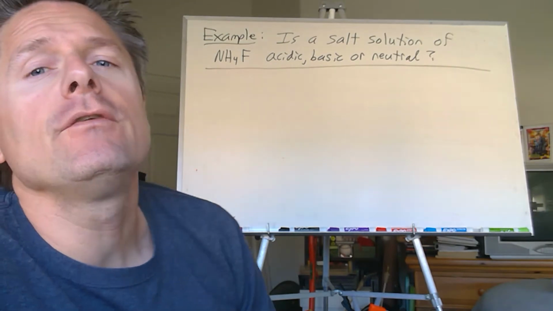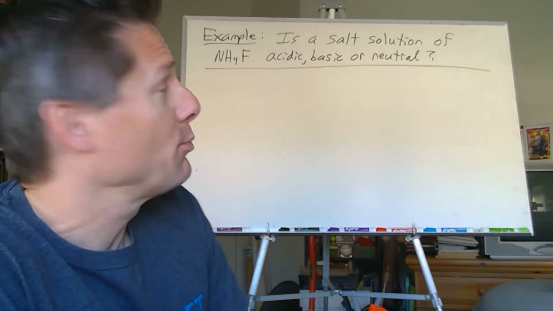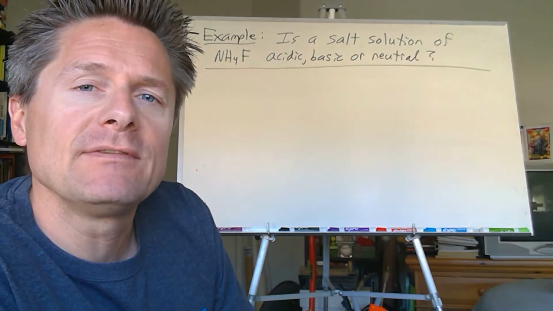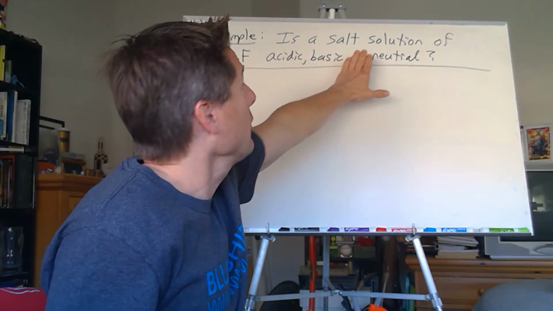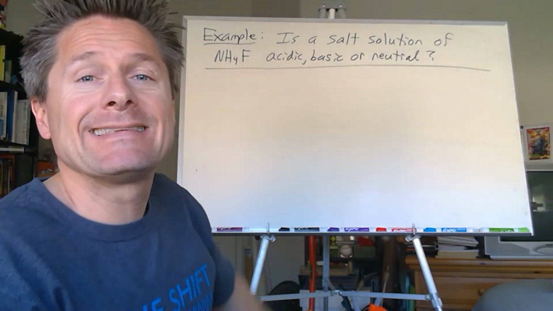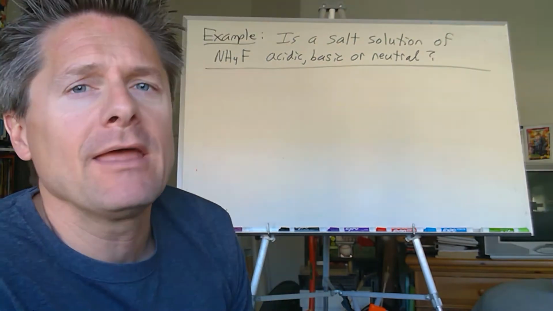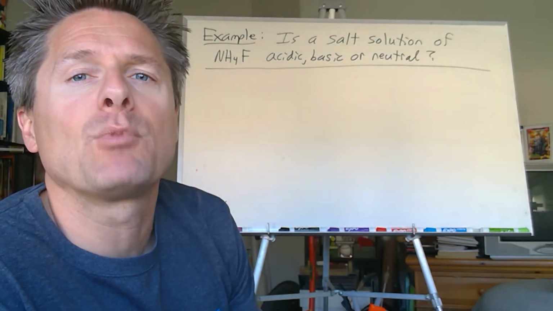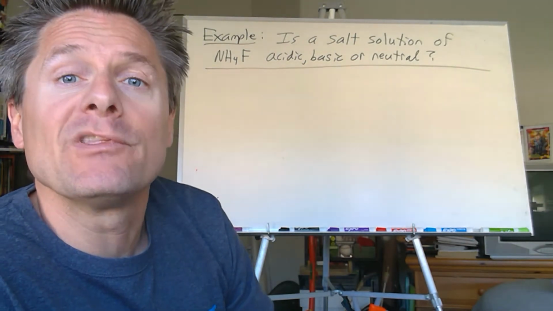See if you can do this ahead of me. You can pause this video, write this problem down, and then take a look at your acid-base tables. First write the dissociation equation. We've got a salt solution of ammonium fluoride, NH4F. Is that acidic, basic, or neutral? Either do it in your head, or write down the dissociation equation, or some people call it the hydrolysis process, and show me what the cation is and what the anion is with its charge.